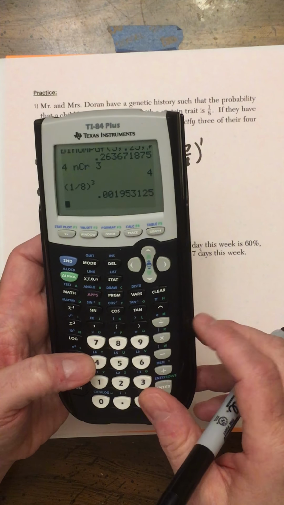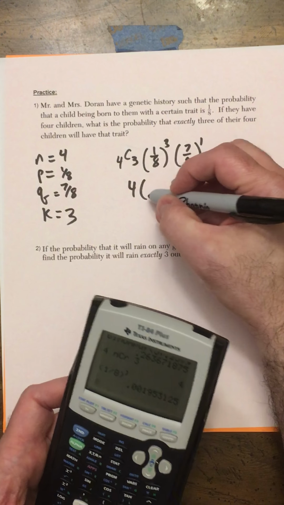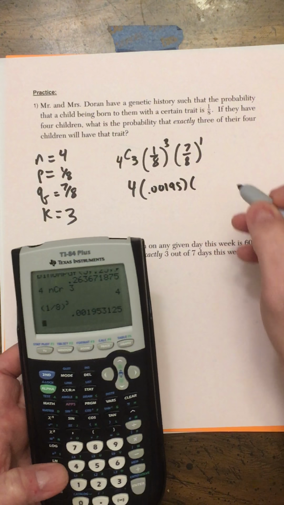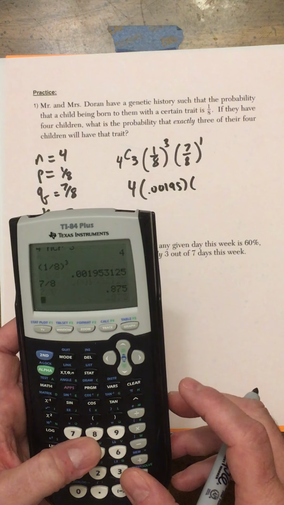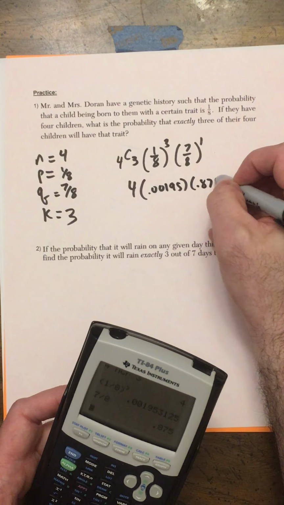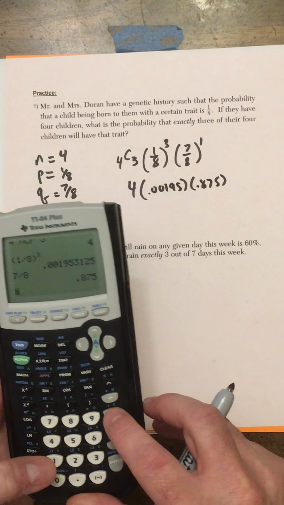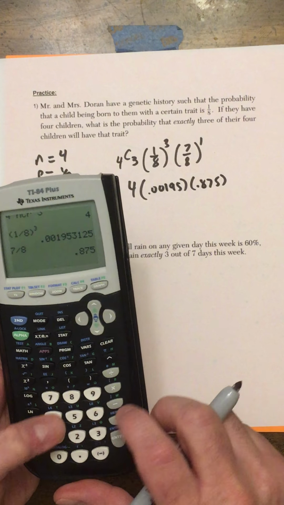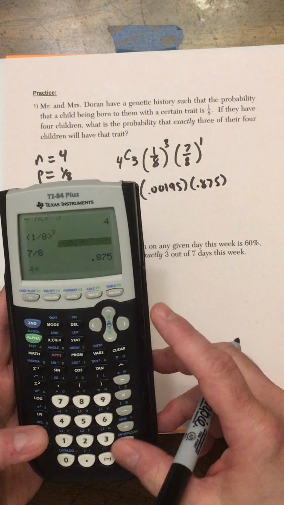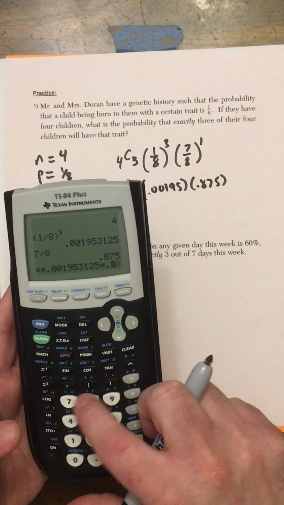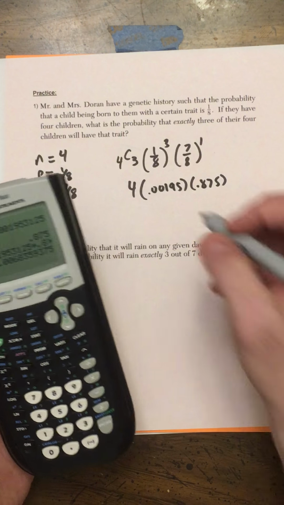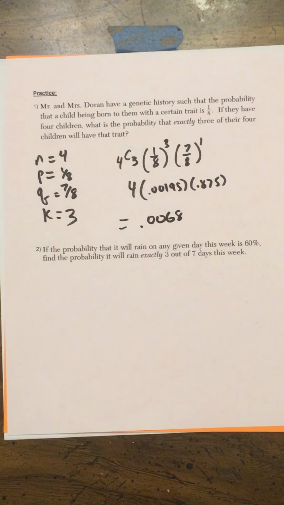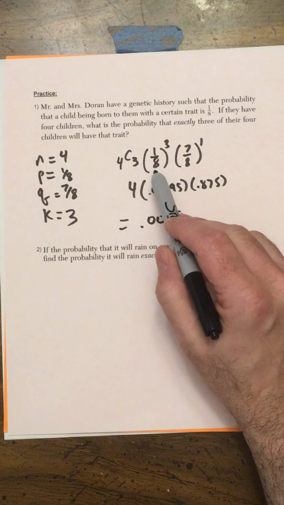Now 1/8 to the 3rd power is 0.00195, and 7/8, by the way, is 0.875. Let me multiply this all together. So 4 times, I'll scroll up to here, times that, times 0.875, 0.0068. They have a very small probability that 3 of the 4 children are going to have that trait, because that trait is a rare trait anyway.